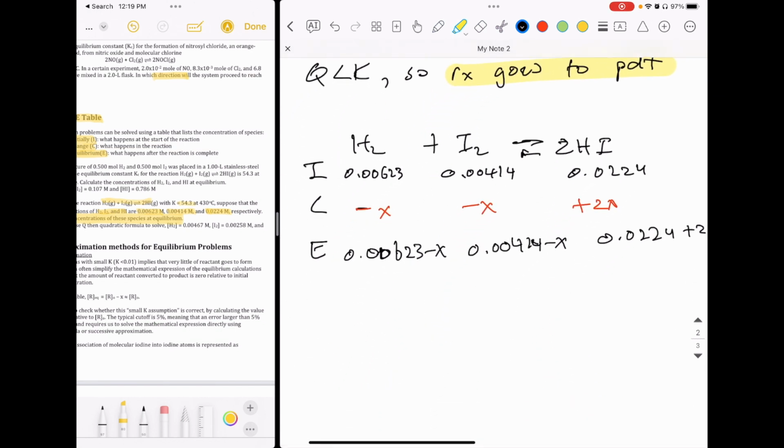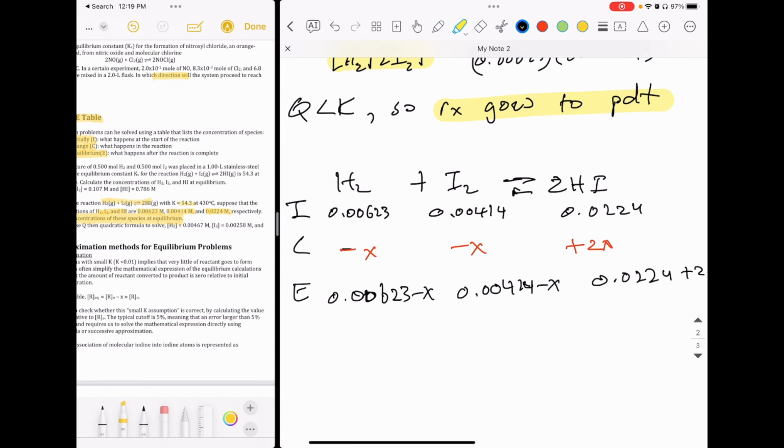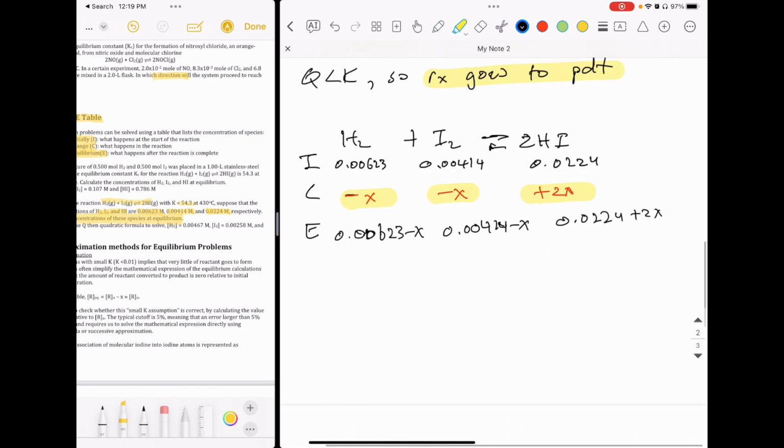Once we know that, then now we can go back to our ICE table and then we can write plus on the product side and minus on the reactant side. Happens to be the same as the previous problem in terms of direction, but it's not always going to be that way. You're going to see situations where it's going to be pluses on the reactant side and minuses on the product side. Once we have it, then we have our final concentration expression, which is 0.00623, 0.00414, and 0.0224 plus 2x. Now, if you work out the math here, it gets a little harder than the previous one, okay?